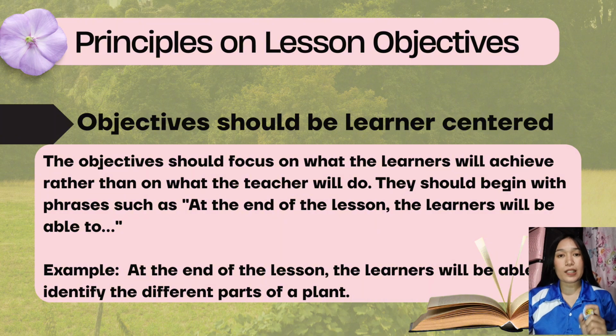The first principle is that objectives should be learner-centered. This means the objective should focus on what the learners will achieve, not on what the teacher will do. That's why we phrase objectives starting with something like, at the end of the lesson, the learners will be able to. So notice it's about the learner's action, not the teacher's activity. For example, at the end of the lesson, the learners will be able to identify the different parts of a plant. See how the focus is entirely on what the students can now do.